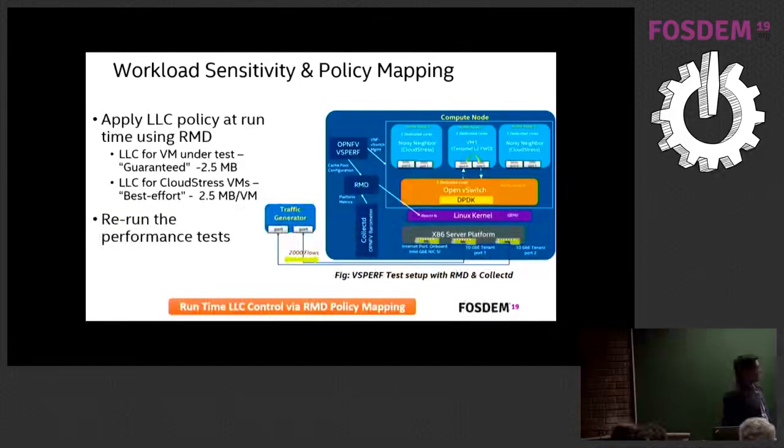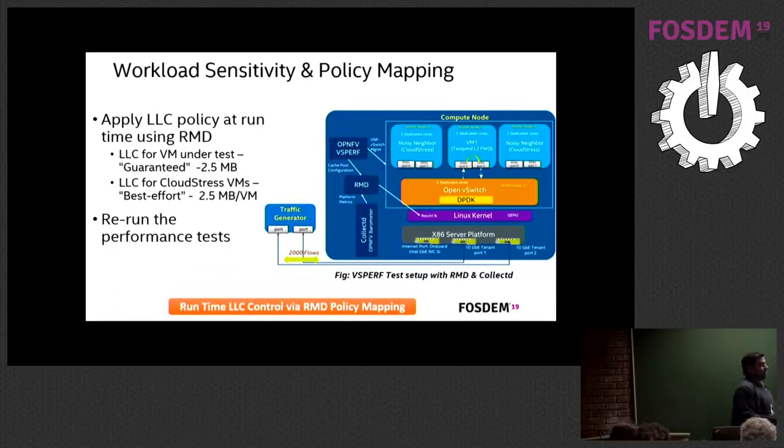With the VSPerf infrastructure, we integrated both collectD and RMD. So we send a policy to RMD at runtime saying, I want to divide my cache in this way, for example VMs versus vSwitch. RMD sends the policy to the resource control file system and allocates the cache in this way, and we rerun the performance test.